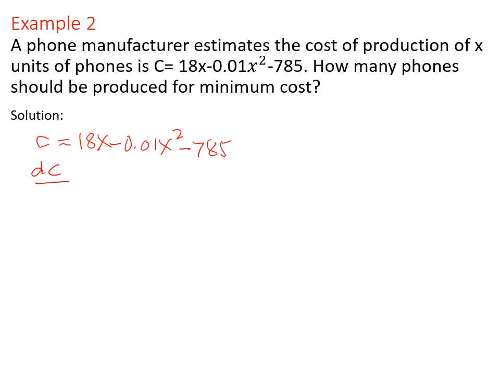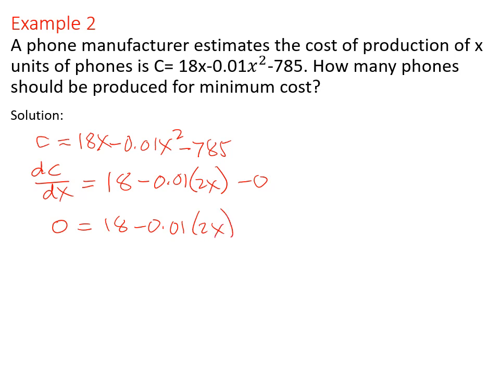So dC all over dx equals 18 minus 0.01 times 2x minus 0, and set this to 0. 0 equals 18 minus 0.01 times 2x, or simply 18 equals 0.01 times 2x, or x there equals 900 units. So this should be produced for minimum cost.